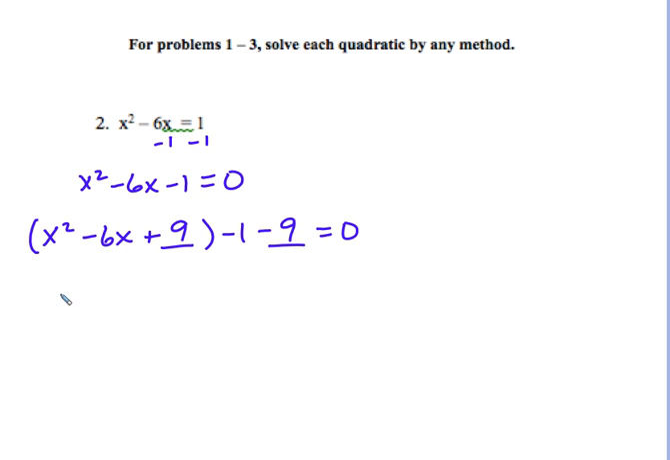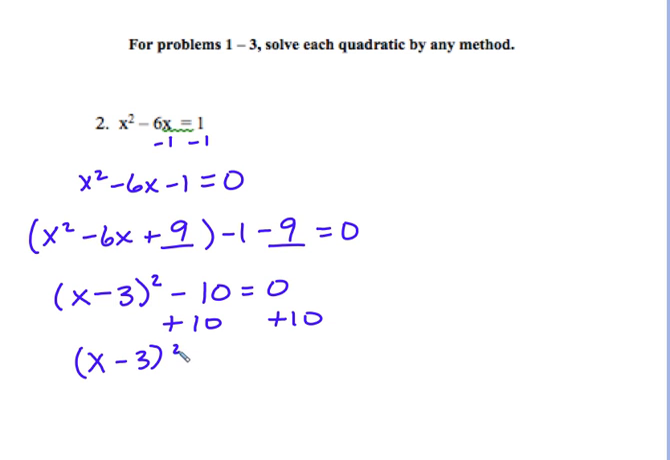Then you have to factor this. And remember, whatever that sign is, it's always this. Half of 6 is 3. So x squared minus 6x plus 9 factors into x minus 3 squared. And then negative 1 minus 9 is negative 10. Now you've got to solve for x, so you've got to get x by itself. So that's going to give you x minus 3 squared is equal to 10.